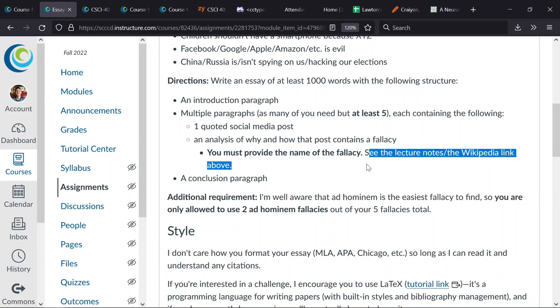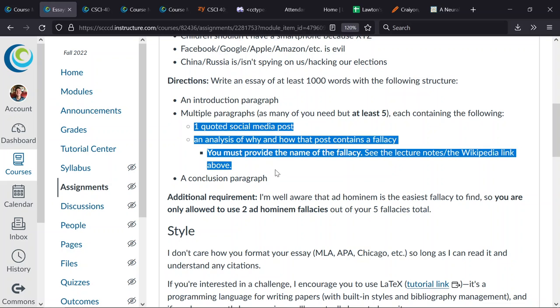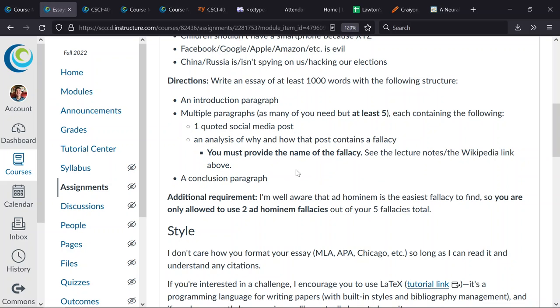So definitely look at our lecture notes, look at Wikipedia, all that stuff. So just find 5 fallacies and analyze them. Tell me which ones they were, and why they were that particular one, because some of them we've seen could be multiple. You have options.